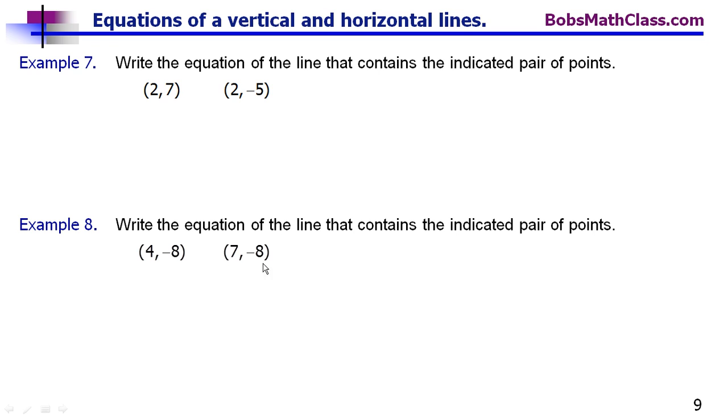Let's do 2 more examples. Write the equation of the line that contains the indicated pair of points, (2, 7) and (2, -5). Let's not go through all that work again. What is the answer to this one? Which value matches? Is it the x or is it the y? Right, it's the x, and that would be x equals 2.